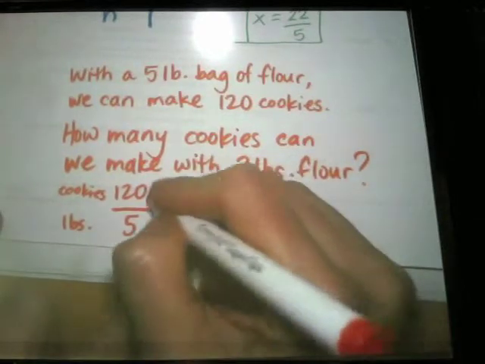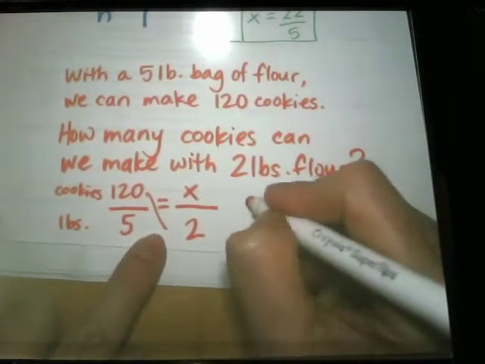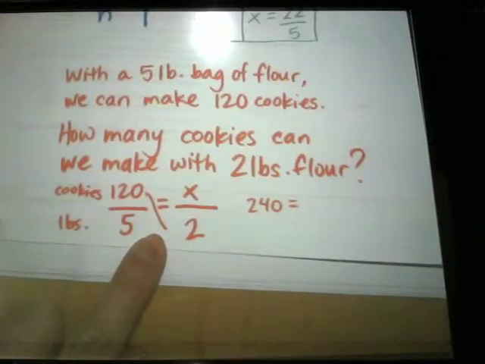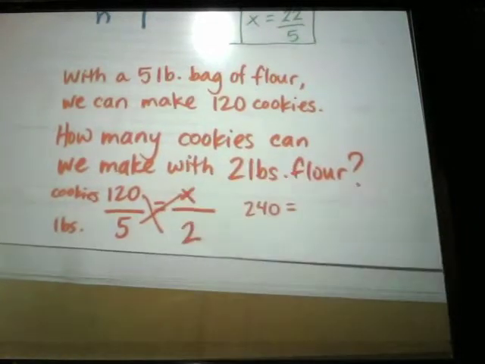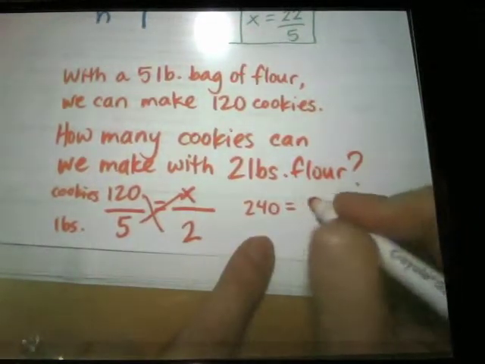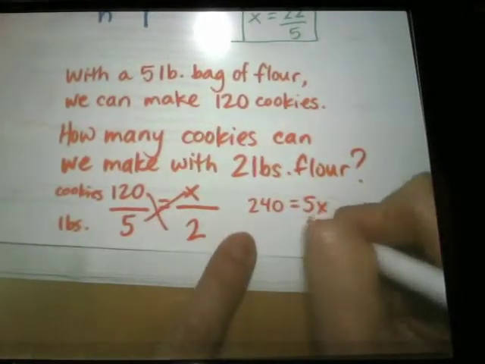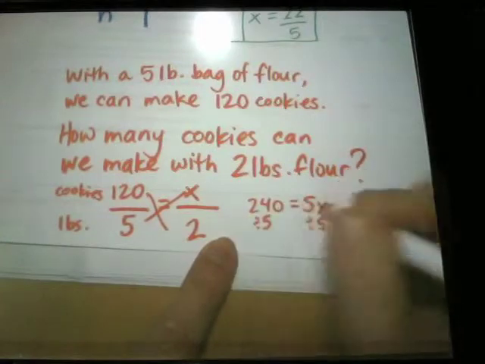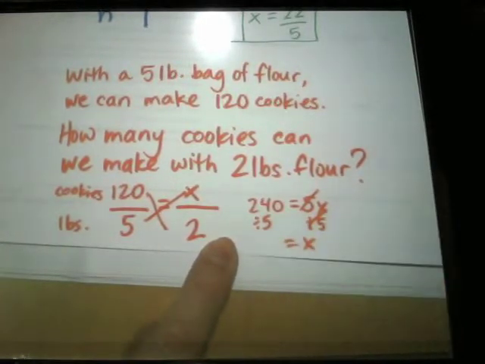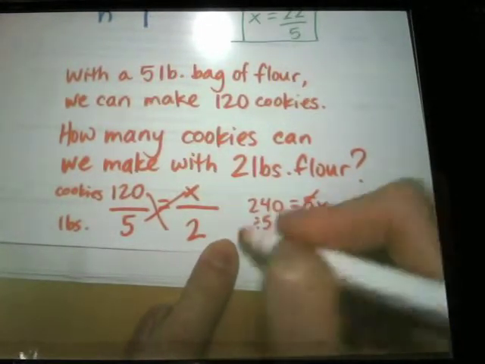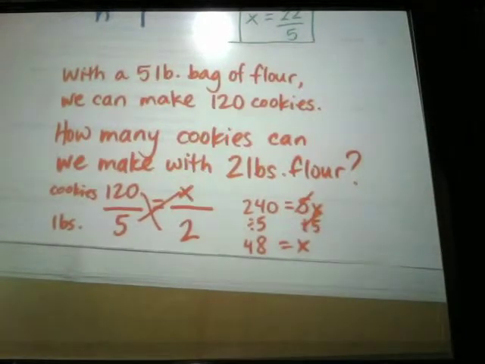Okay. Now we cross multiply. 120 times 2, 240, equals 5 times X, 5X. I divide both sides by 5 to get the X by itself. And we get 48. 48 what? 48 cookies. Don't forget to put a unit on it.